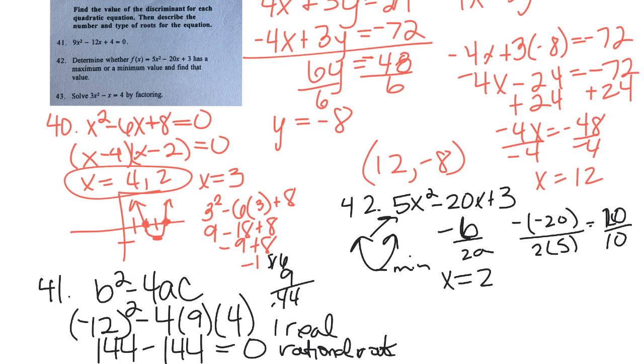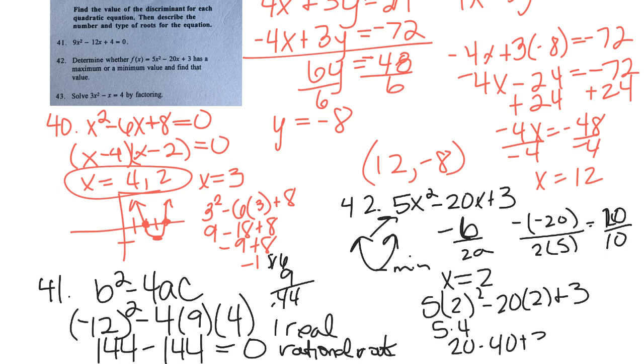That's not the minimum. That's the x value that gives me the minimum. So I plug that in. 5 times 2 squared minus 20 times 2 plus 3. And that's 5 times 4. That's 20 minus 40 plus 3, which is negative 20 plus 3, negative 17 is the minimum. So we have a minimum of negative 17.